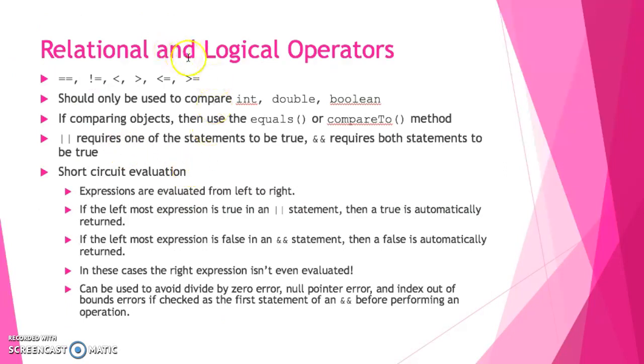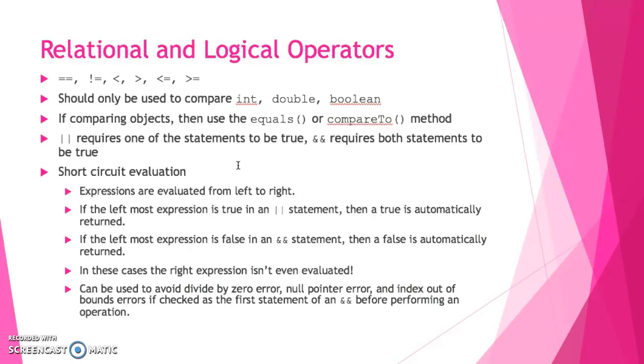When we are looking at our relational operators, that is comparing things, these comparisons can only be done with primitive values: ints, doubles, and booleans. If we're comparing objects, then we need to use the equals or the compareTo method. The two vertical bars is the or, and the two ampersands is the and. With an or statement, it requires only one of the statements to be true, and an and requires both statements to be true.